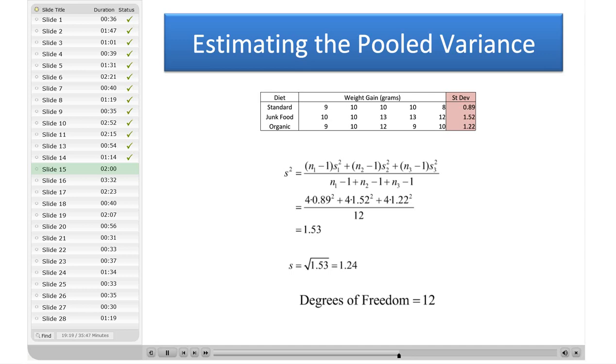Now this is an estimate for the pooled variance, but what we really need is an estimate for the standard deviation. So we can just take the square root of that number and we get 1.24. And so that's going to be our estimate for the population standard deviation for this problem. Again, the degrees of freedom on this problem was 12, and that's actually going to play an important role later in our calculation, so please keep that in mind.